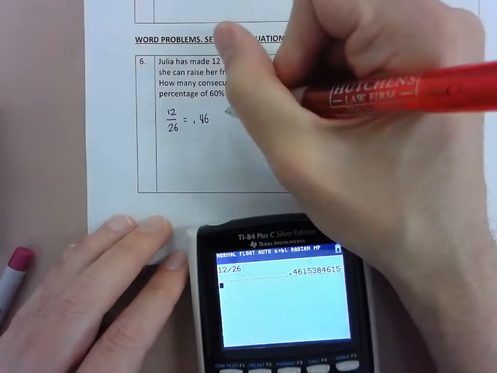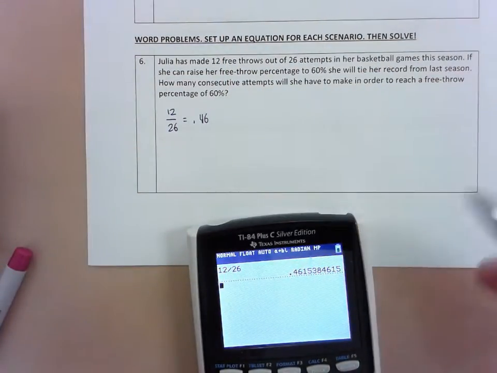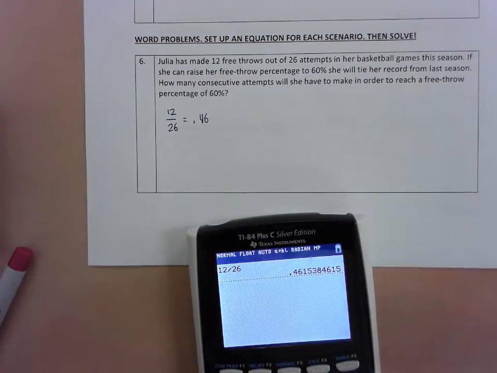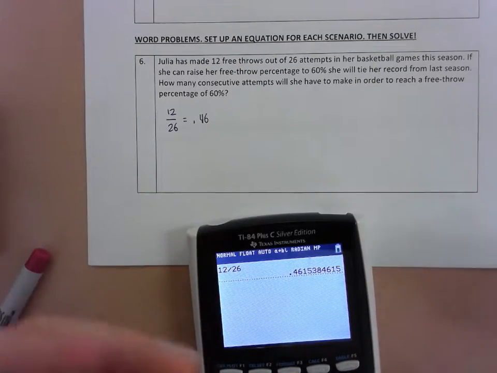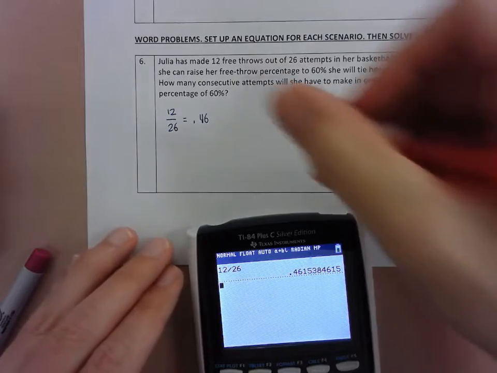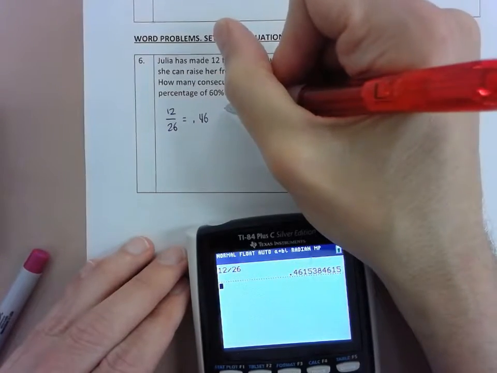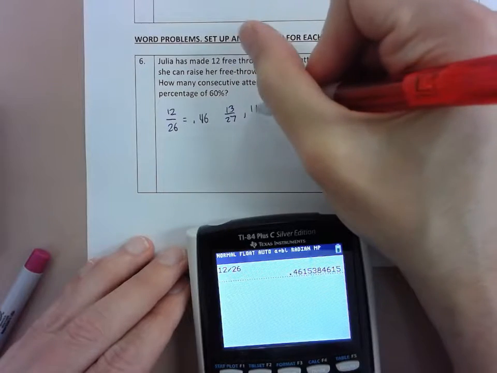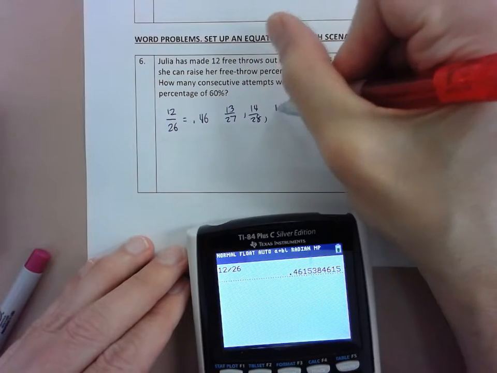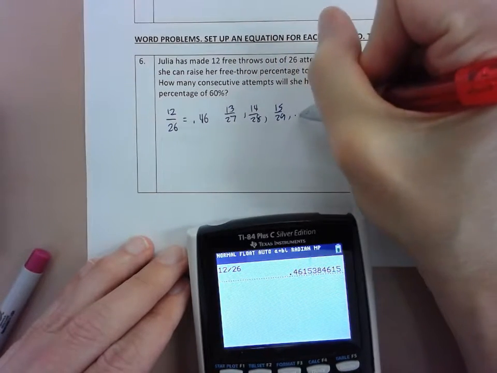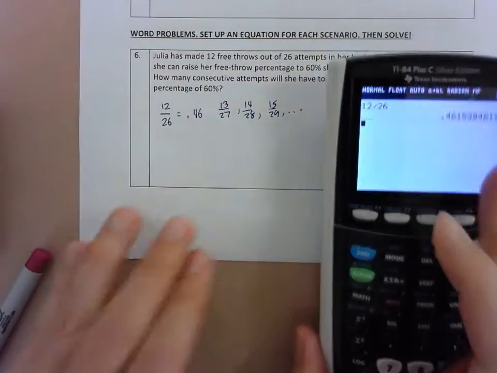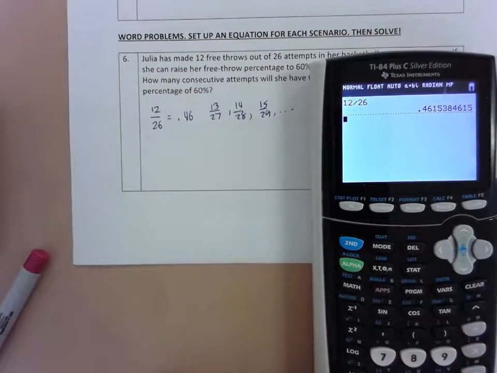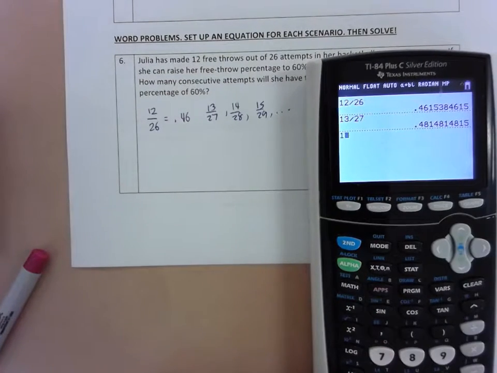We want that to be up to 60%. So let's say she has to make a certain amount in a row to increase that. You understand? You can't just make one and then miss one and make one because her percentage's not going to increase. So it has to be like 13 out of 27, 14 out of 28, 15 out of 29, and so forth. Okay, and so you can play around with that. You can see if I do that, that's a little bit higher.